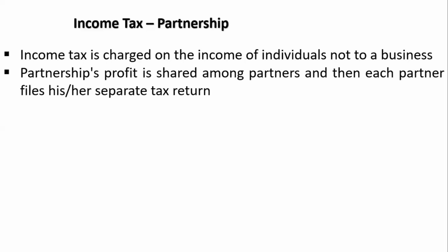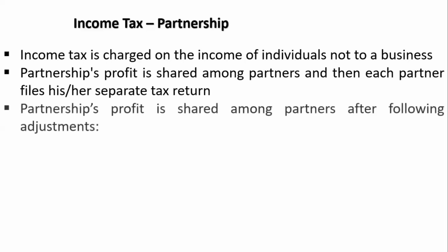Then we will decide which rule will be applied to which partner: which will be assessed under the opening year rules, which under the current year basis, and which under the closing year rules. So first, we will share partnership profits among each partner. So partnership profit is shared in the following way among partners after following adjustments. First of all, we will make adjustments in the profit. Then we will share the profit according to the profit sharing ratio.